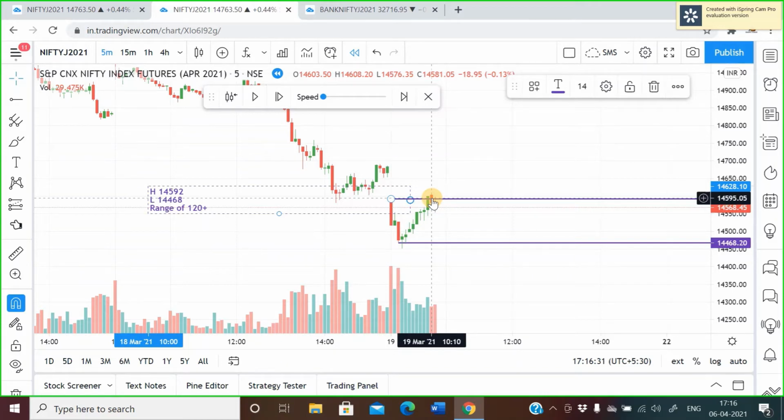So my entry, this candle, if you can clearly see, it shows open, high, low, close. This candle actually closed at 14,600, which is above our first 15 minutes high of 14,592. So my entry is in the subsequent candle, where the open is about 14,603. I'm just going to mark this for you so that we can see what type of trade we are going to do. So I am entering this trade.